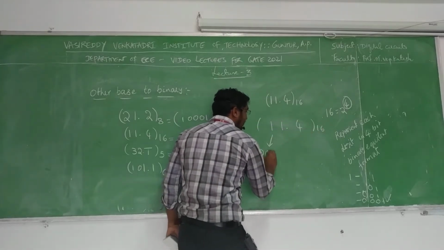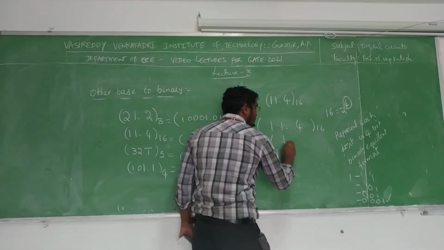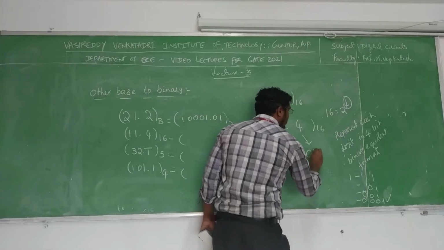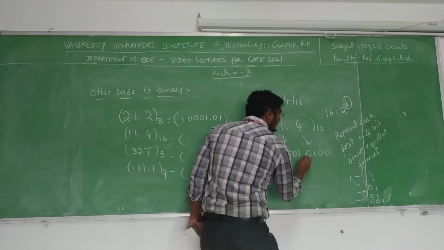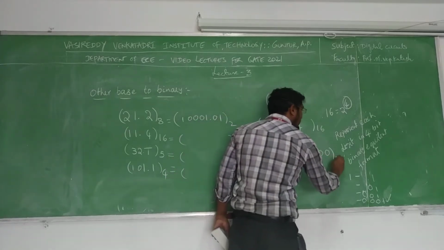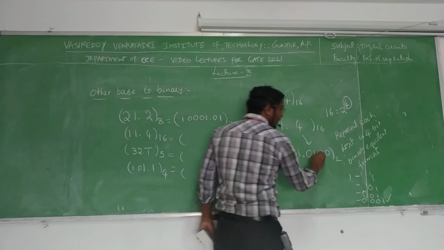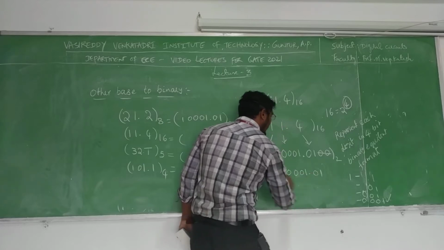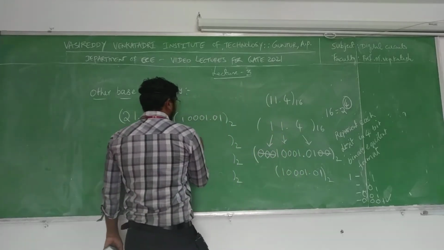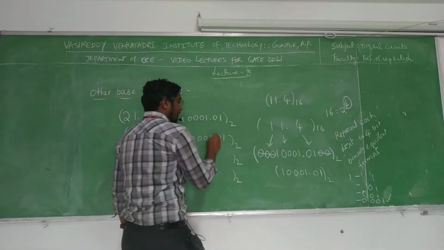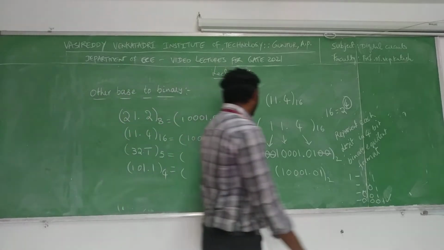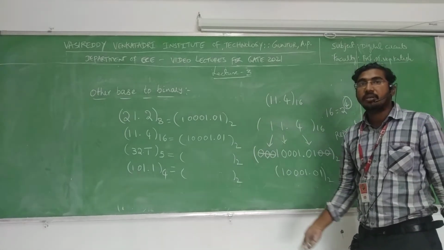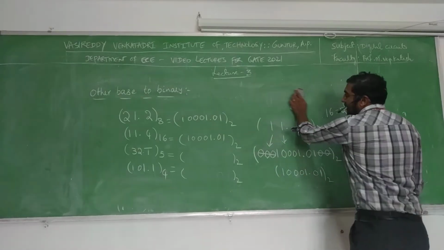So 1 is 0 0 0 1. Again, this 1 is 0 0 0 1. And this 4 is 0 1 0 0. And the fraction point here. And it is binary. You can ignore these 3 zeros and you get 10001.01. So like this. Right. Next one, if you consider the base 5, we cannot solve directly because we cannot write 5 in terms of 2 powers. Now, we'll take the fourth one.